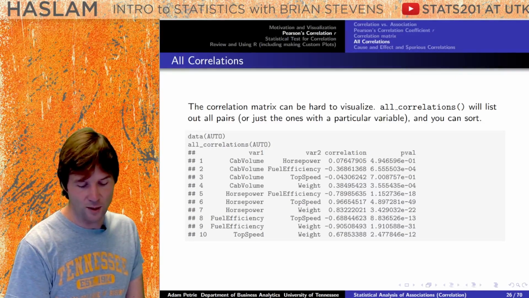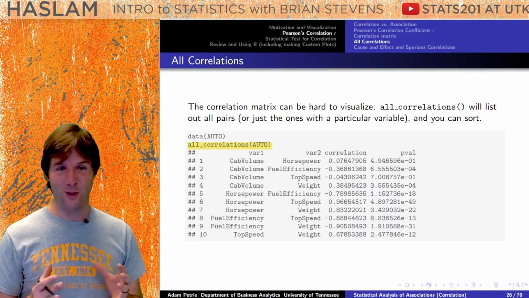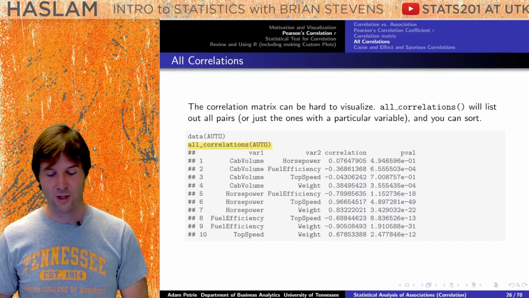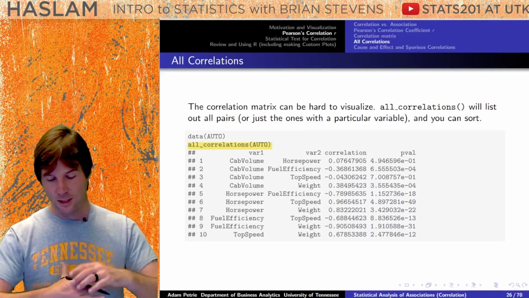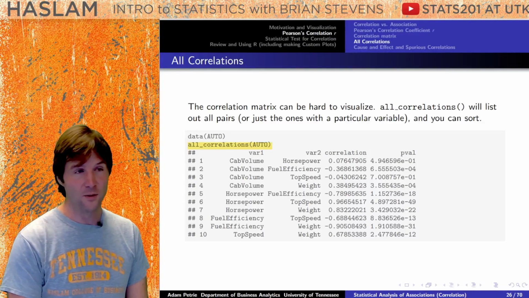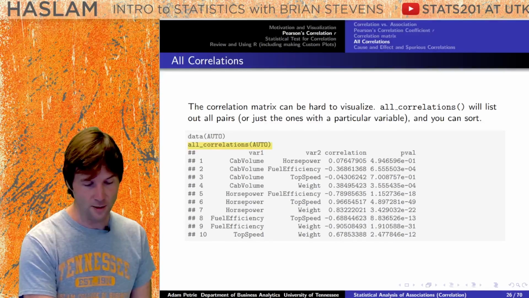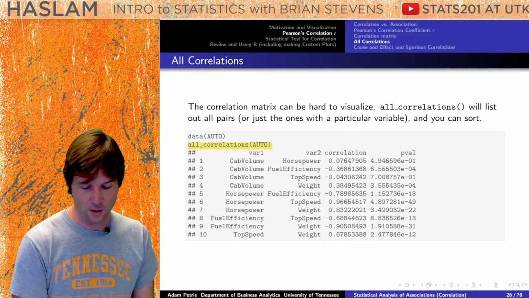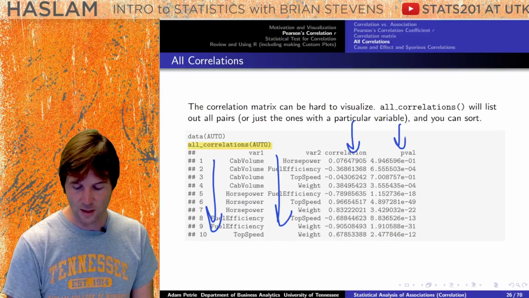All correlations would run for you all correlations. So when you run all correlations, you get all the correlations. It takes a data frame, only looks at the quantitative variables, and tells you all the correlations between them. The names of the variables are var1 and var2, and then they're listed below right here, just in order, and it permutates all the combinations between them. Then you get the correlations and the p-values.